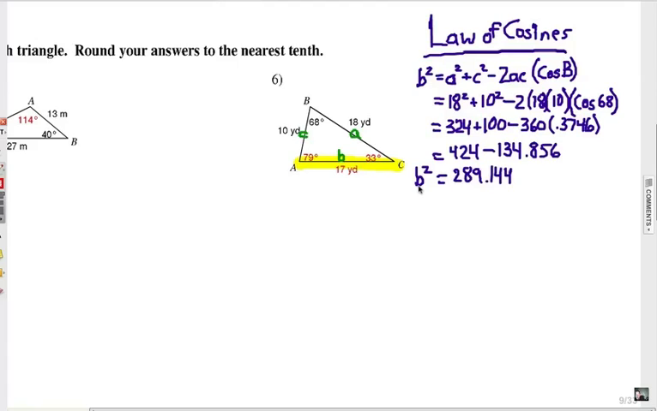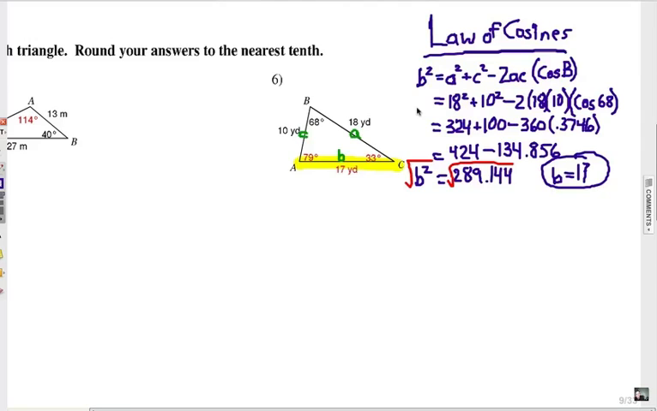Now we get b squared equals 289.144. Then we take the square root of both of those parts. And b is going to be 17. Of course, it's already labeled there, but I hope that you were able to follow my calculations. If at any time you look like you're doing it wrong, you should hit pause and then look back over these calculations. I won't take the time to actually write them out in front of you.